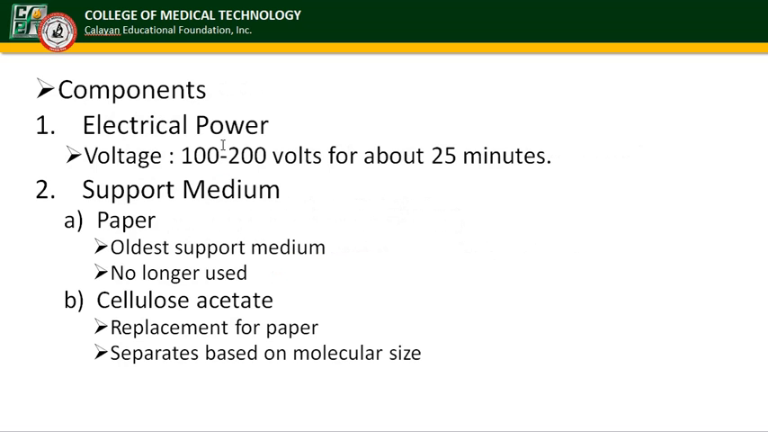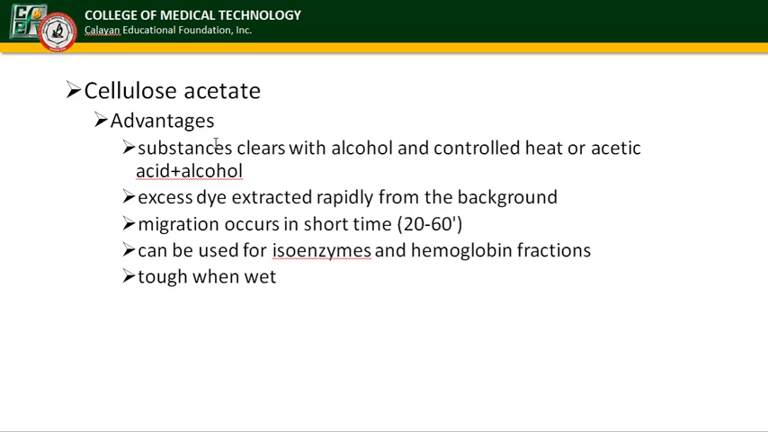Next, so cellulose acetate pa din. Advantages niya, substance clears with alcohol and controlled heat or acetic acid plus alcohol. Excess dyes extracted rapidly from the background. So, natatanggal agad yung ating dyes. Migration occurs in a short time, usually 20 to 60 minutes. Can be used for isoenzyme and hemoglobin fractions. So, tough when wet. So, matibay daw siya pag binasa.